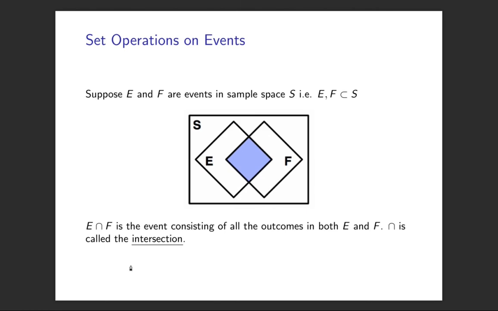The next important operation is intersection. It's a little bit like subtraction. That upside down U is the symbol for intersection. And what we do is we take the set of elements which are common to both set E and set F. So it's the elements that are in both sets.